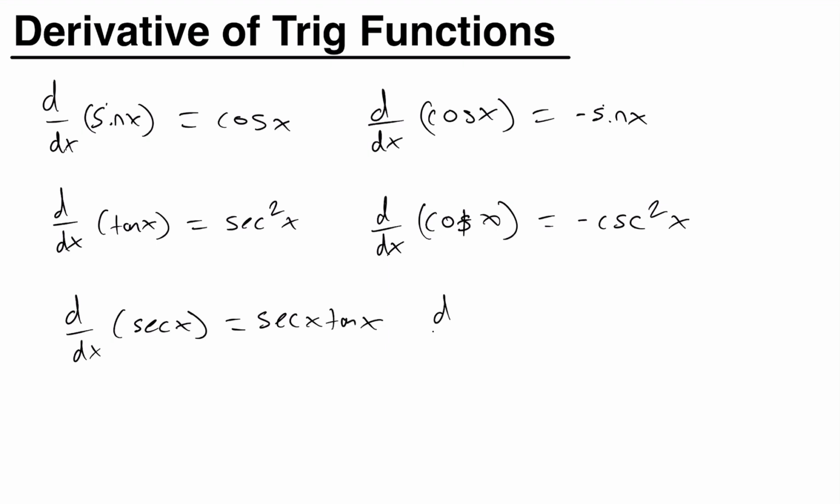And then lastly, the derivative of cosecant x is always going to be equal to negative cosecant x cotangent x. So these 6 rules form the foundation for all trigonometric derivatives. Now with that in mind, let's go over a few longer equations together.